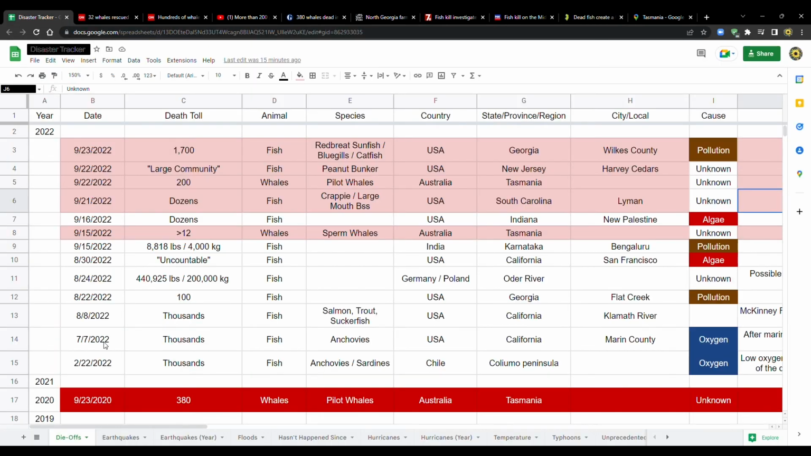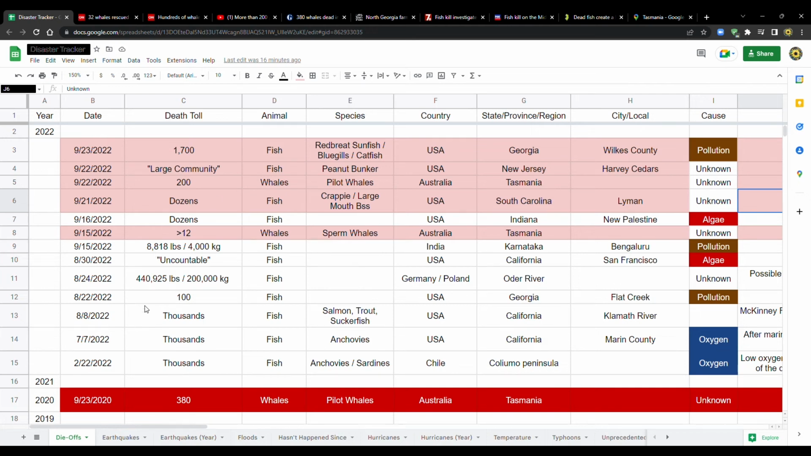Okay, so there you have it. So I have them here on my tracker. I wish there was a way I could just have a uniform number under the death toll column, but you can't do it. Sometimes it comes in the form of pounds. Sometimes it's just said in the dozens or thousands or uncountable. So whatever, but at least we know that this is happening.